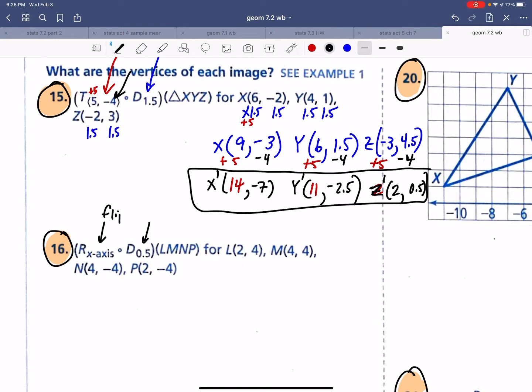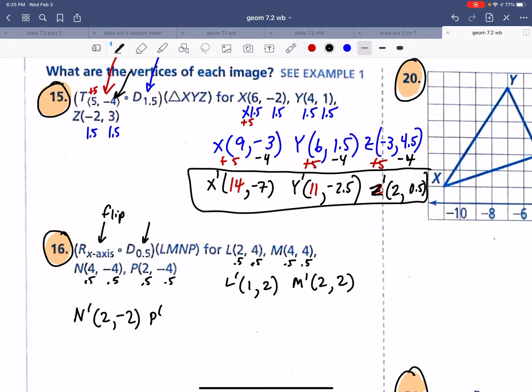All right, what if we dilated and then reflected it, so we have to flip it over the x-axis. First, we multiply everything by 0.5. Half of 2 is 1. Half of 4 is 2. Half of negative 4 is negative 2. Half of 2 is 1.